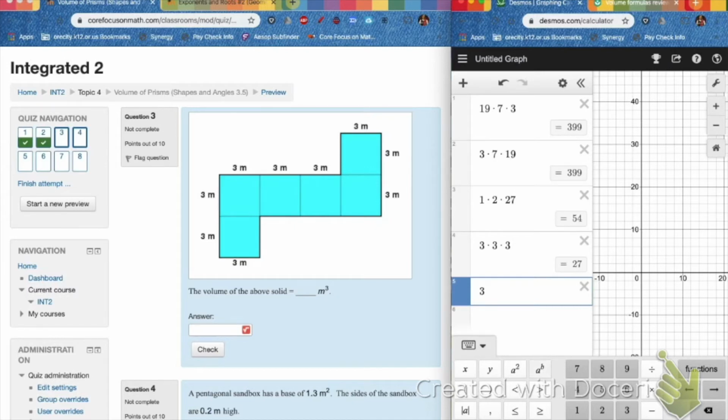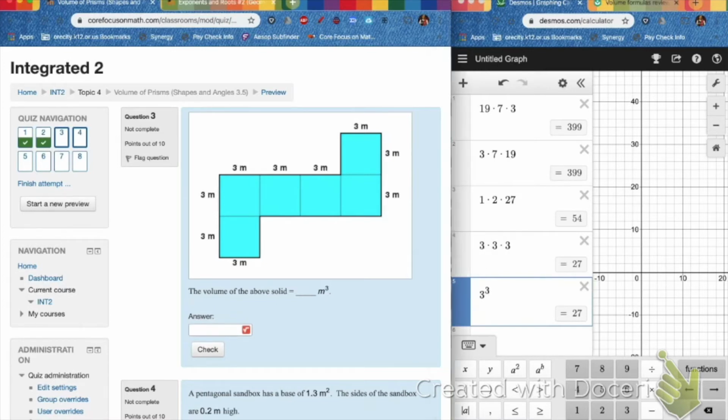Notice there's a button right here. That's your power button right there. So I could say to the 3rd power. So again, if all my sides on this problem you're staring at are like 7, you would do 7 to the 3rd power, or 7 times 7 times 7. Why 3 of them? Well, not only is it the formula, but again, we're in 3 dimensions. So everything is going to be 3s.